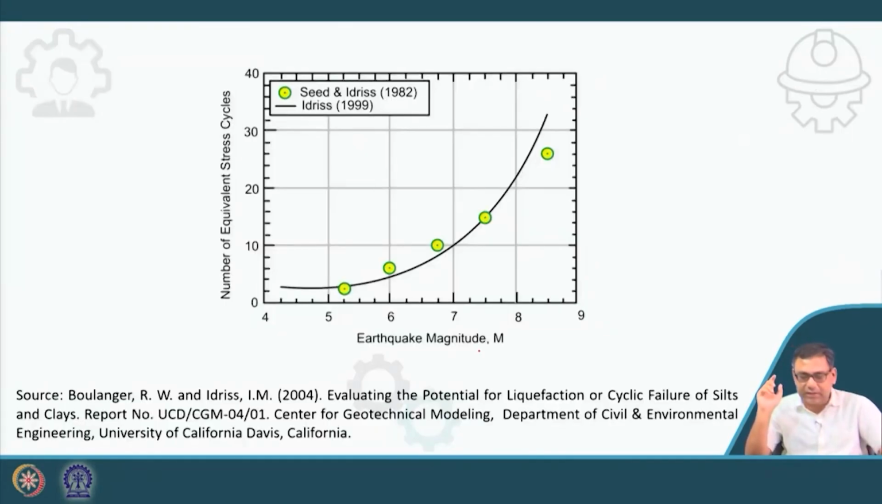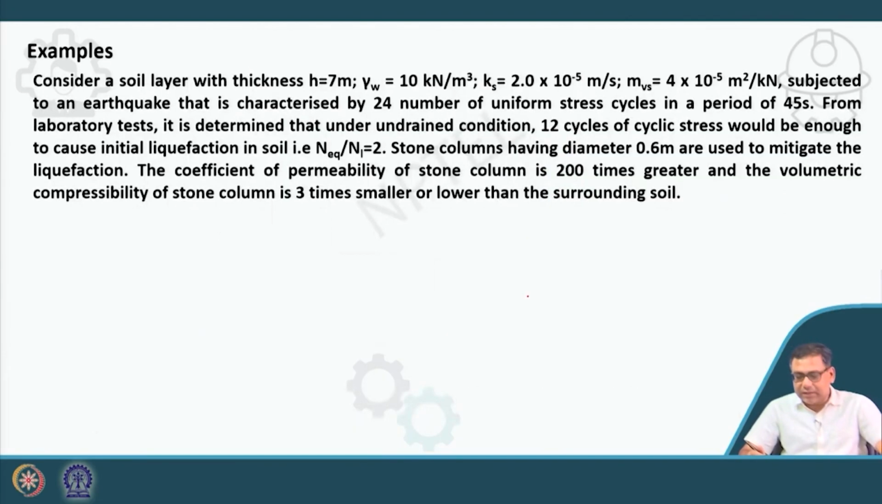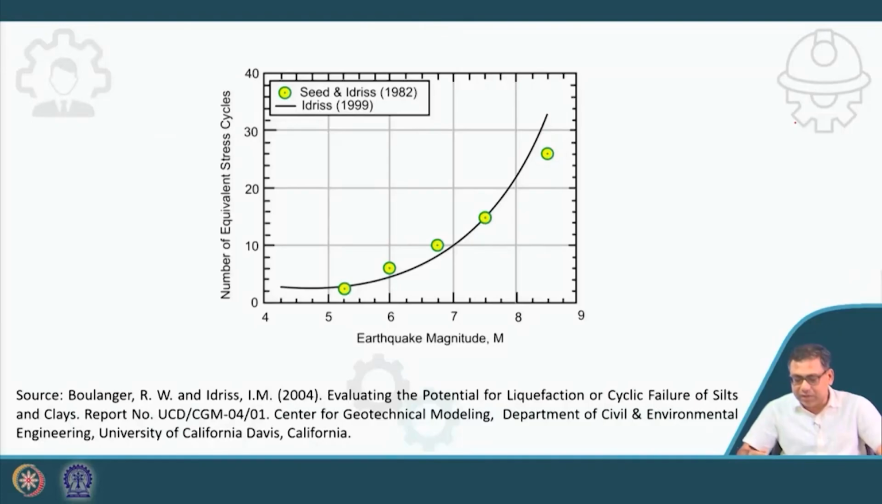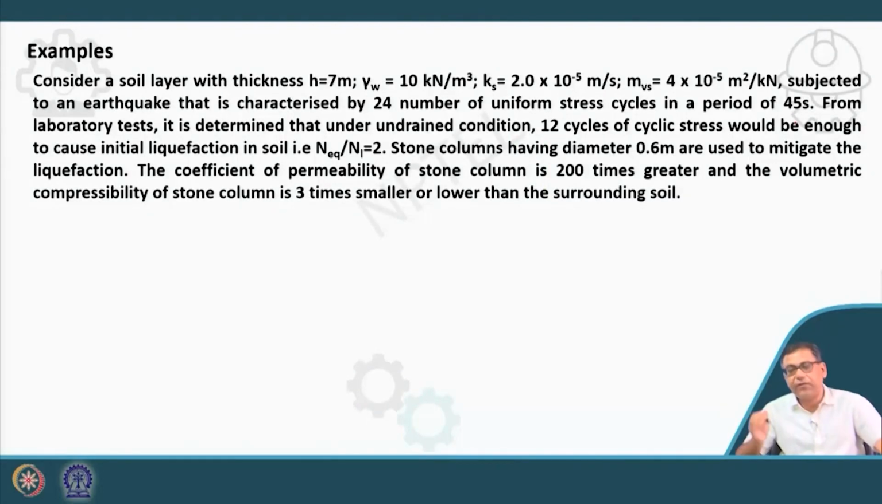So you can see that 24 will be around here. It is a magnitude 8.2 earthquake, and the uniform stress cycles occur in a period of 45 seconds. So that means the duration of the earthquake is around 45 seconds.